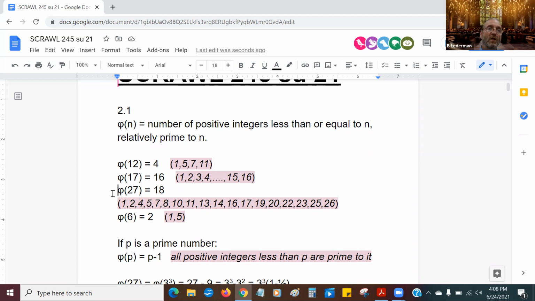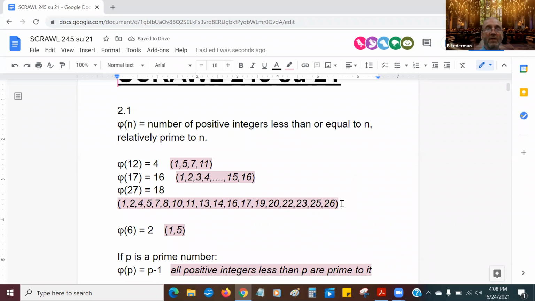But let's look at this next one, phi of 27. Well, phi of 27 is 18, because we have 1, 2, 4, 5, 7, 8, 10, 11, 13, 14, 16, 17, 19, 20, 22, 23, 25, 26. All these numbers are relatively prime. Now, what numbers got left out? You may have noticed I have two consecutive numbers and then I skip. 1, 2 are consecutive, and I skip a number. 4, 5 is consecutive, and I skip a number. 7, 8, then I skip a number. 10, 11, then I skip a number. And that pattern keeps up. What are the numbers that I'm skipping?